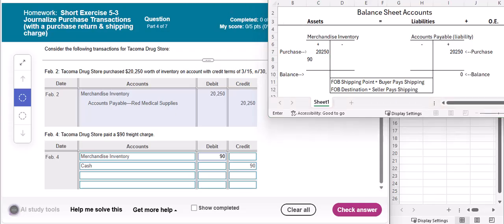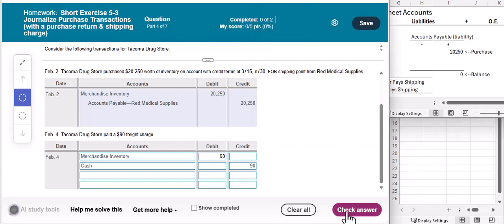So how much has inventory cost us so far? Well, it is the $20,250 purchase price plus the $90 in freight. So that is $20,340 so far. Let's go ahead and check our answer.